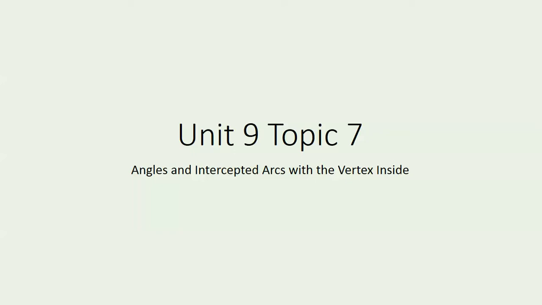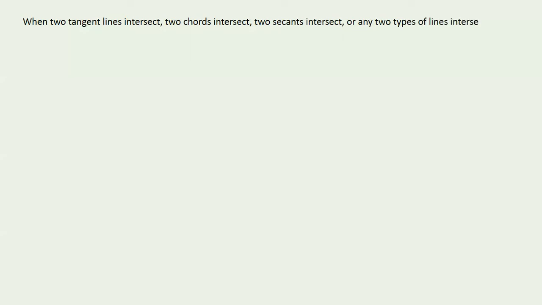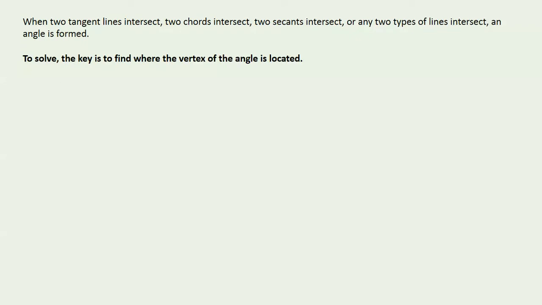Unit 9, Topic 7, Angles and Intercepted Arcs with the vertex inside. When two tangent lines intersect, two chords intersect, two secants intersect, or any two types of lines intersect, an angle is formed. To solve, the key is to find where the vertex of the angle is located. Today, the vertex will be inside the circle.